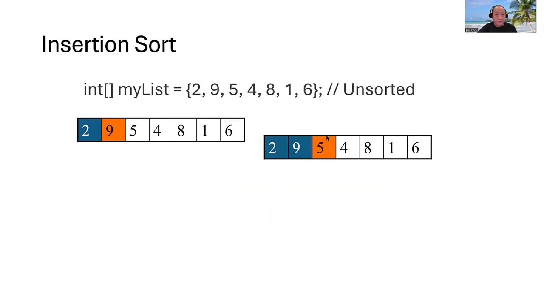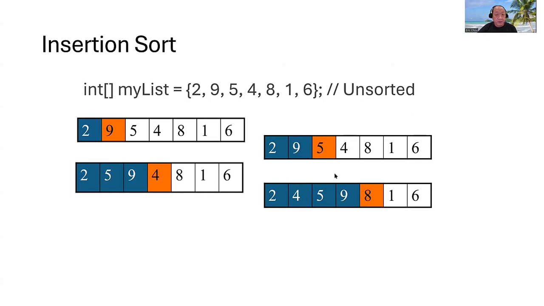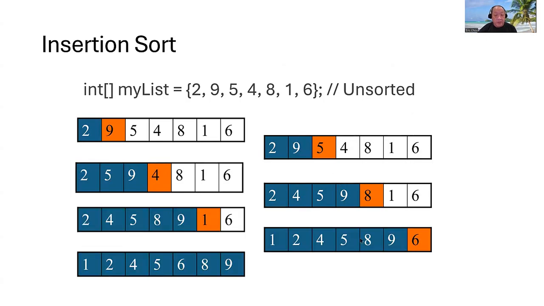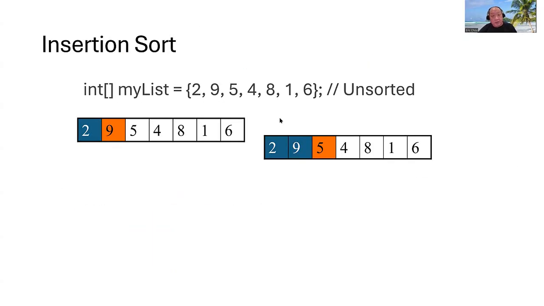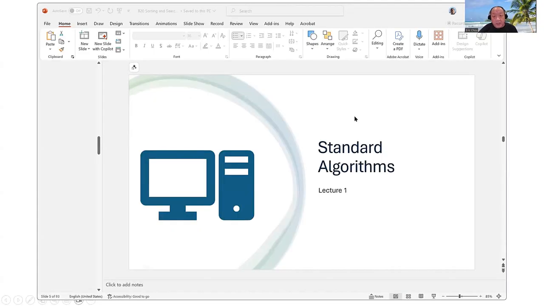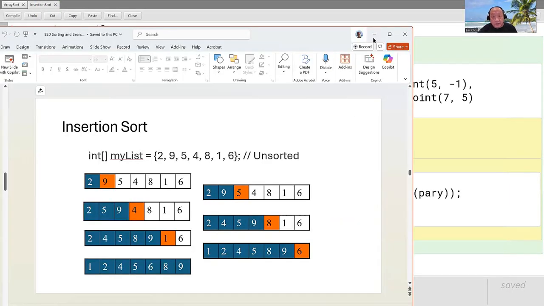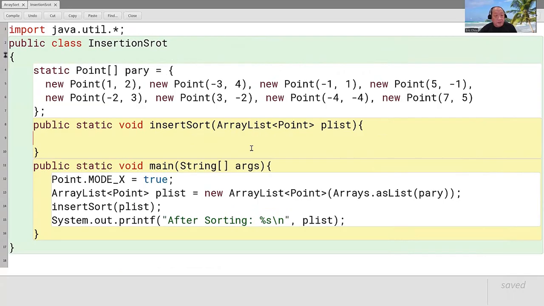Okay, so let's see. For each run, you have to remember how the data changed, okay? When you do AP, they will test you on how the data looks on each run of the process. So let's actually look at the code here.